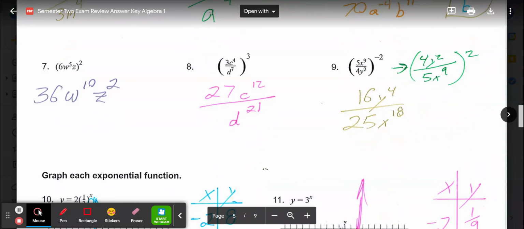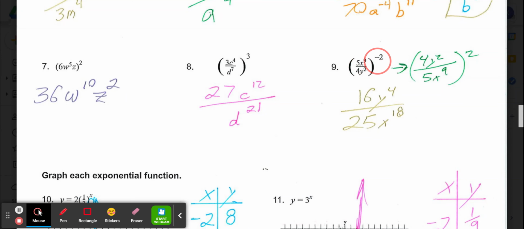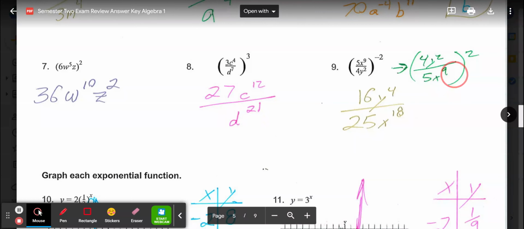Then in the next few here, you can just see the work and the different concepts. Just be careful in number 9. Because the whole thing's to the negative second, I flipped the whole fraction first, then went to the second power.